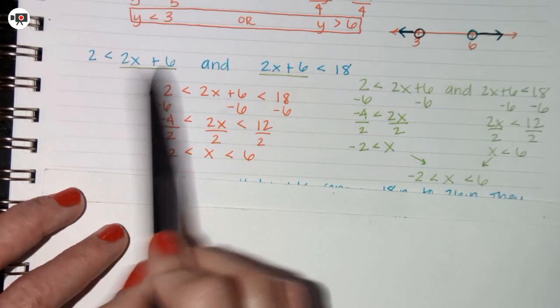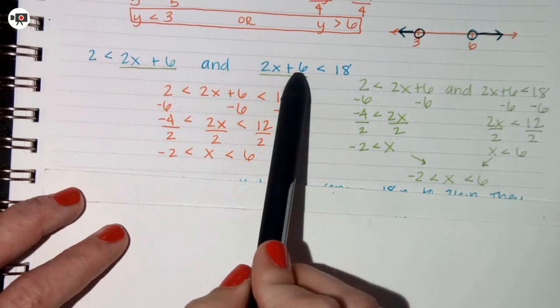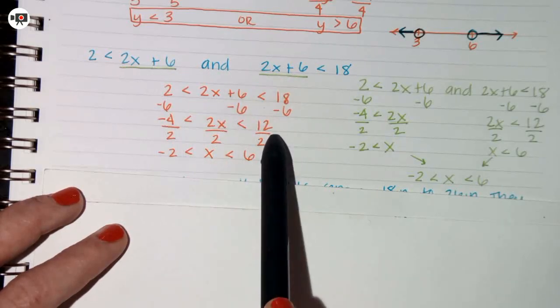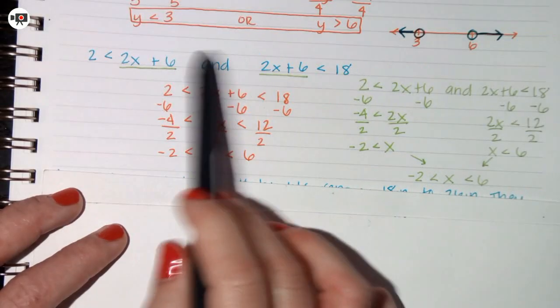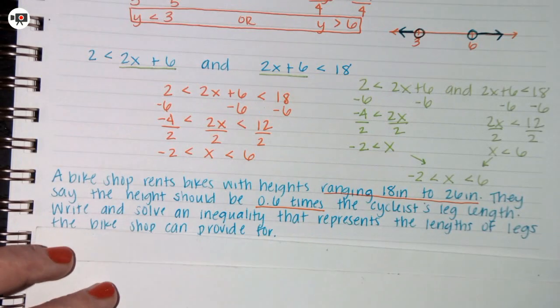So we can combine it here because we have the same expression. If we have different expressions, you have to solve them separately until you get something the same. Then you can combine them, only for an "and". Alright.